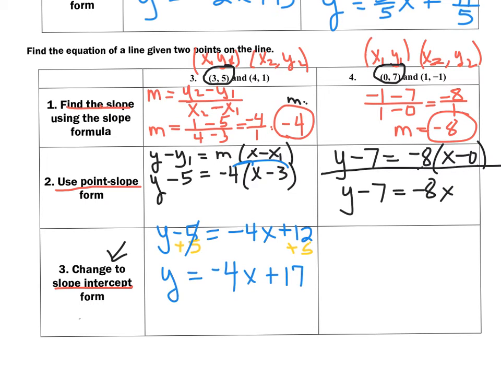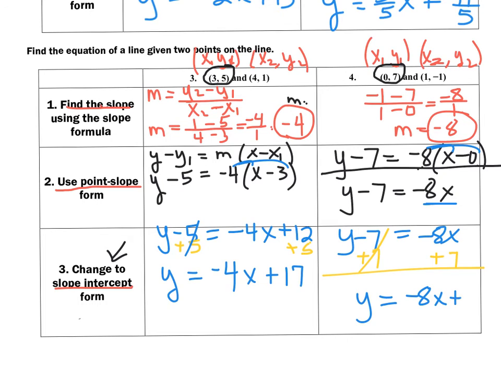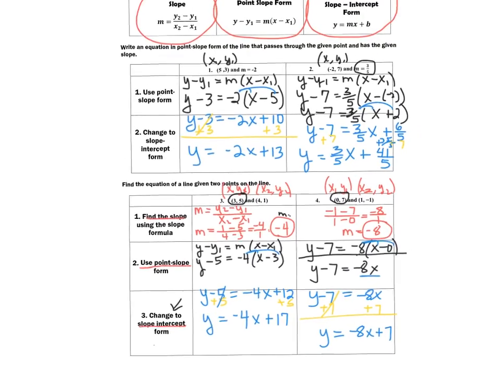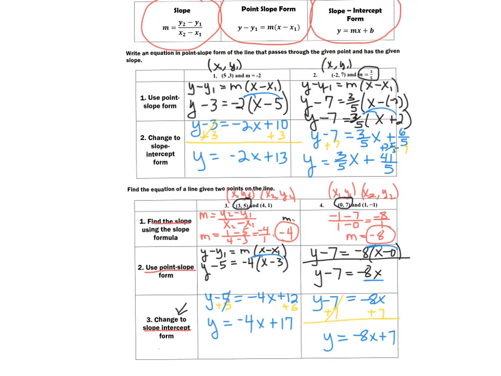All right, so now we change it into slope intercept form. If I were to distribute this, I would get this negative 8x right here, equals y minus 7, and now we will add 7 to both sides of our equation, and we end up with y equals negative 8x plus 7. All right, so we're finished with this page. Let's go to the next.